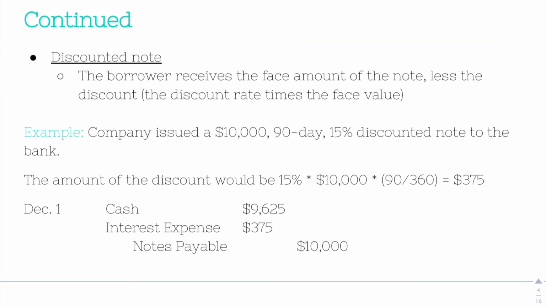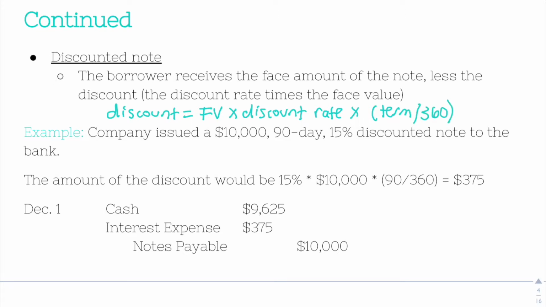There's also a discounted note. So with a discounted note, the borrower receives the face value of the note less the discount. And the discount is very similar to interest. You calculate it as discount equals the face value times the discount rate instead of the interest rate times term divided by 360. And what the borrower is receiving is called the proceeds of the note. And proceeds is simply equal to face value minus the discount. And that's how much cash they're receiving.